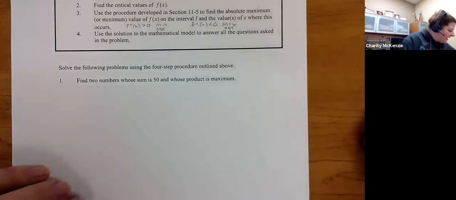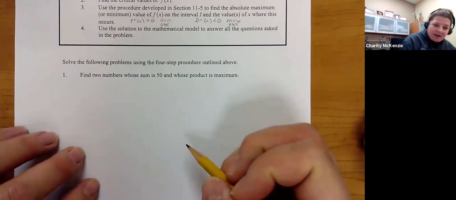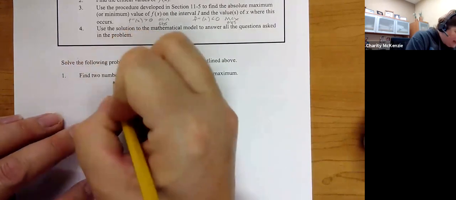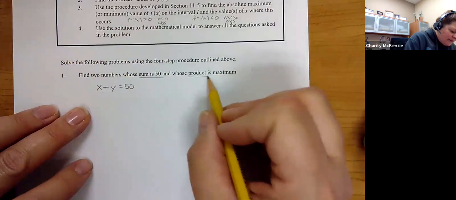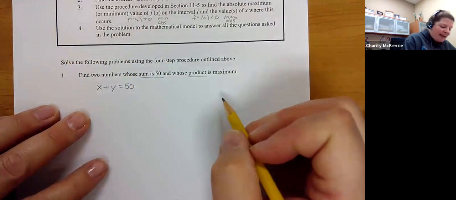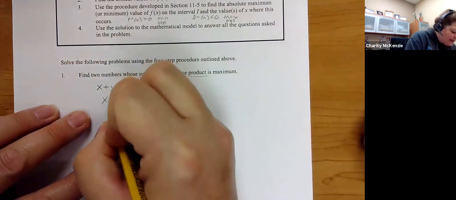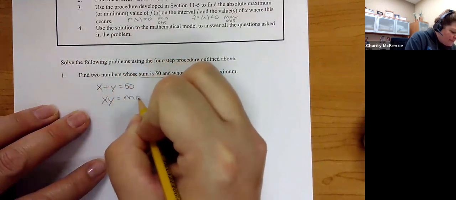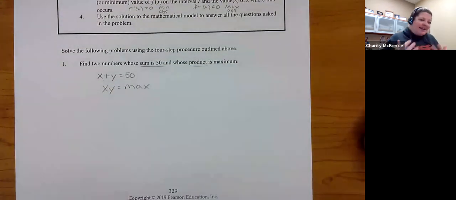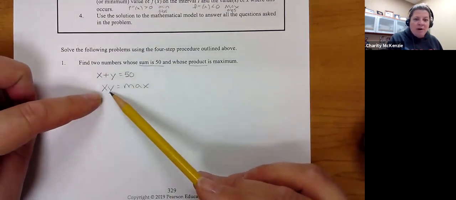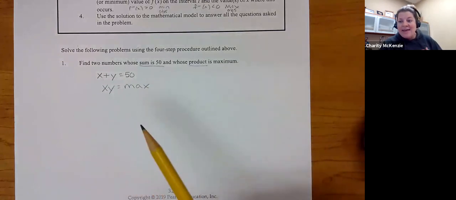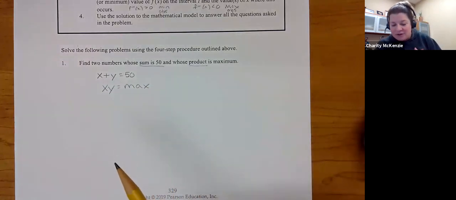Let's start by labeling our numbers x and y. Their sum is 50, so x and y have to add to 50, and their product is the maximum. The way that I like to write it is to think it out as x times y has to equal my max. My idea is to manipulate my first equation to go into my second one, so I only have one variable, and then I look for the max of that function.